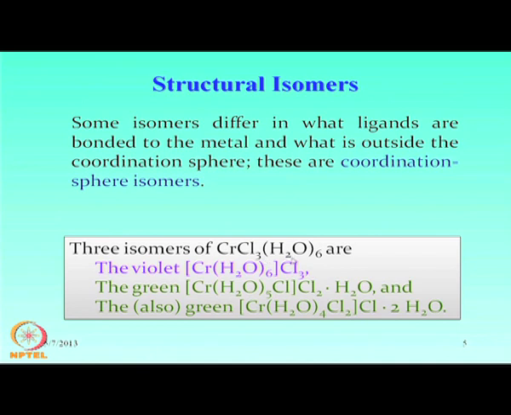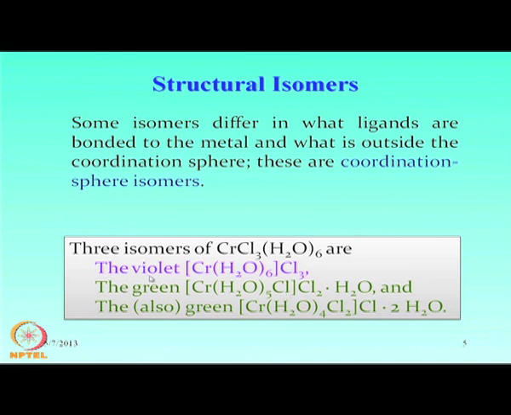One further example we can have is the three isomers of chromium chloride, which is bound with 6 water molecules. That means we have a salt of chromium chloride with 6 molecules of hydration. So, 6 water molecules are present in the chromic chloride salt, but these salts can have different natures depending upon the number of chloride groups inside and outside the coordinate sphere.